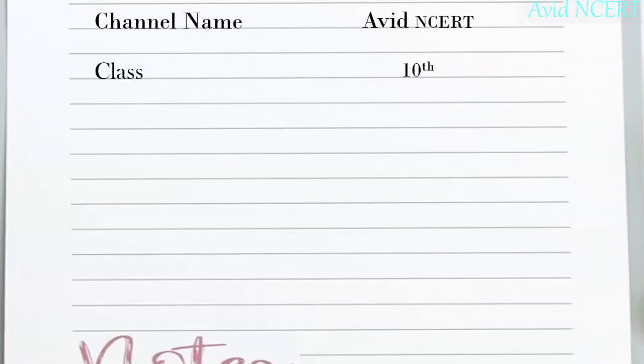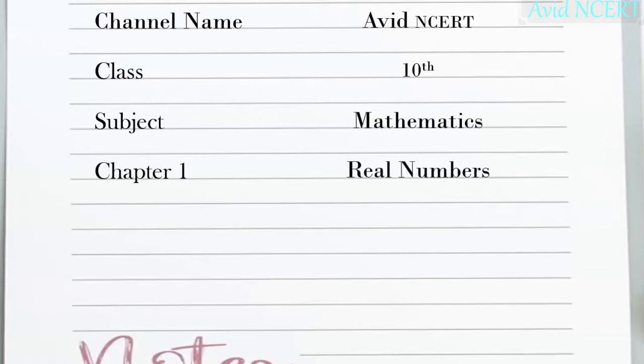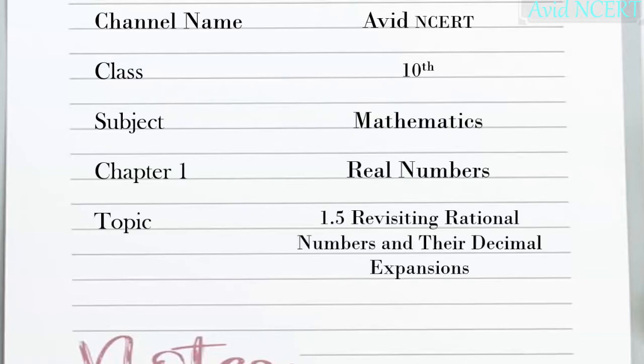This is Geeta. This session is for class 10 mathematics, chapter 1 real numbers, and the topic we will be discussing is 1.5 revisiting rational numbers and their decimal expansions. And today we will be solving question number 1 from exercise 1.4. It's on page number 17.